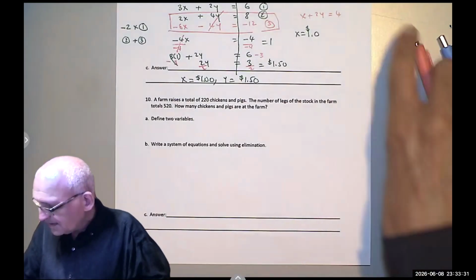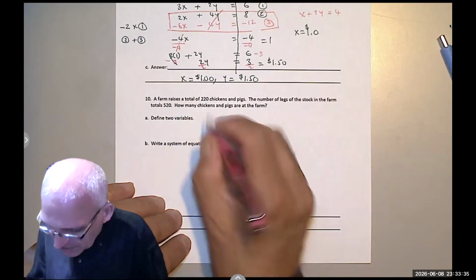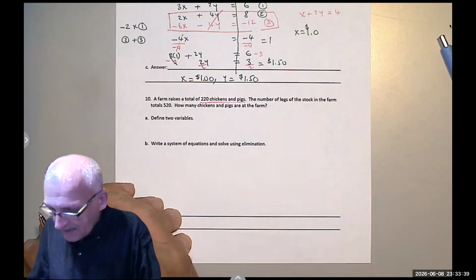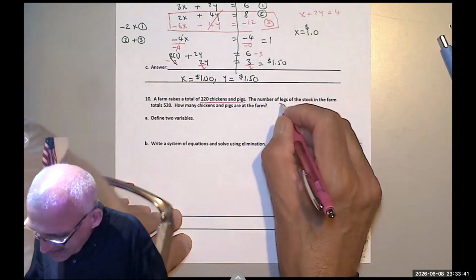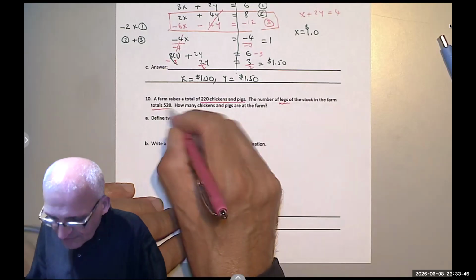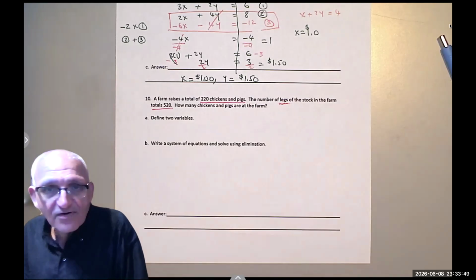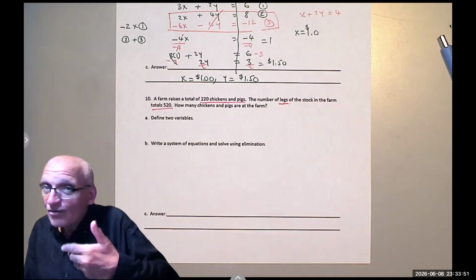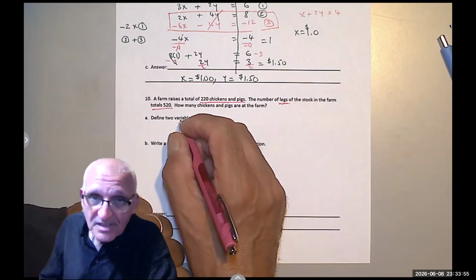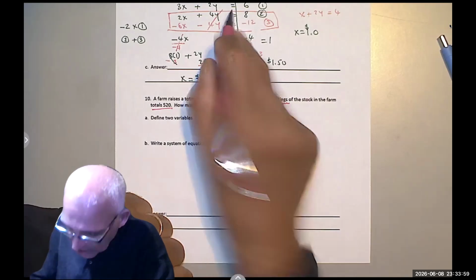Okay, last one. It says a farm raises a total of 200 chickens and pigs. The number of legs of the stock in the farm totals 520. How many chickens and how many pigs are in the farm? Now we need to know how many. So when I define my variables, it's a number, not a cost like the previous problem. So how do I do it?